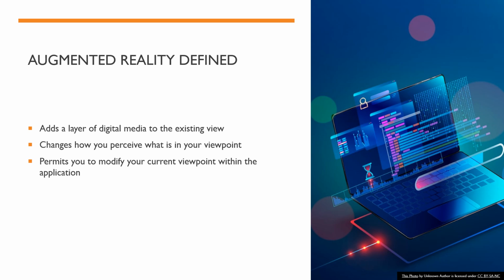Augmented reality defined. Augmented reality is simple. It adds a layer of digital media to your existing viewpoint. You simply use some kind of a device. It could be a phone, it could be an iPad. You open up an app, and within the app, you change how you perceive whatever's in your viewpoint. It permits you to modify your current viewpoint within the application.